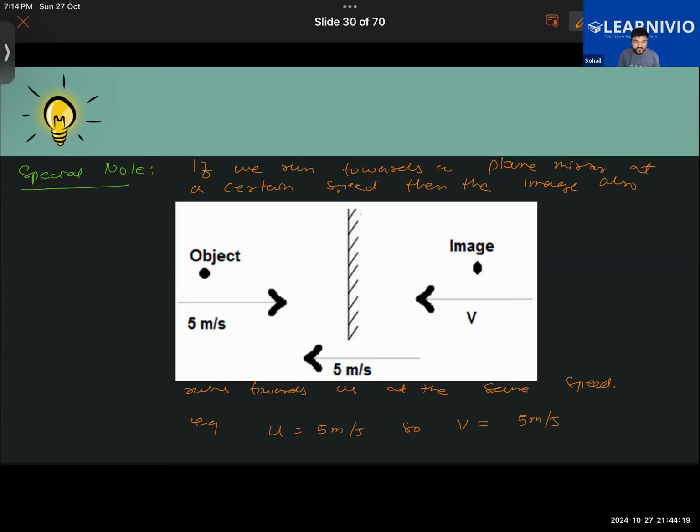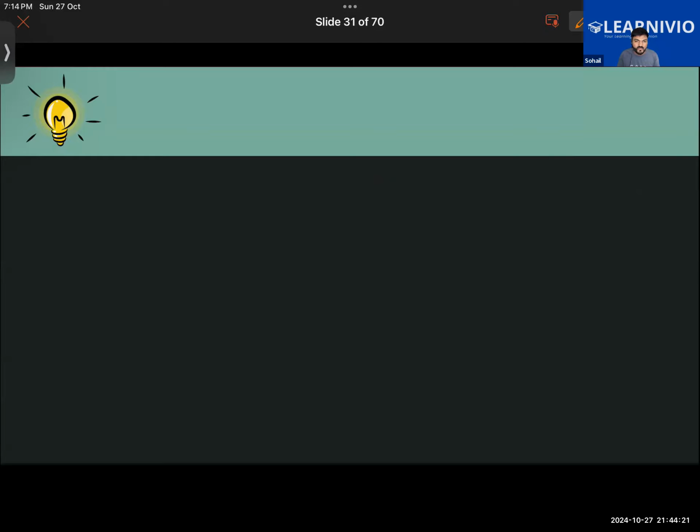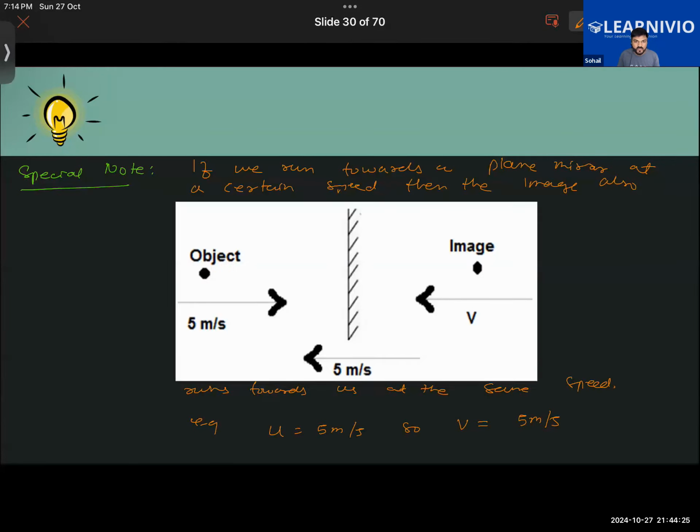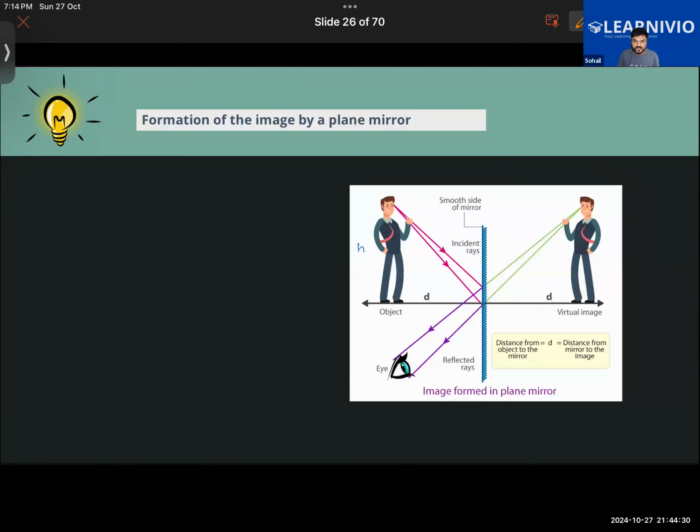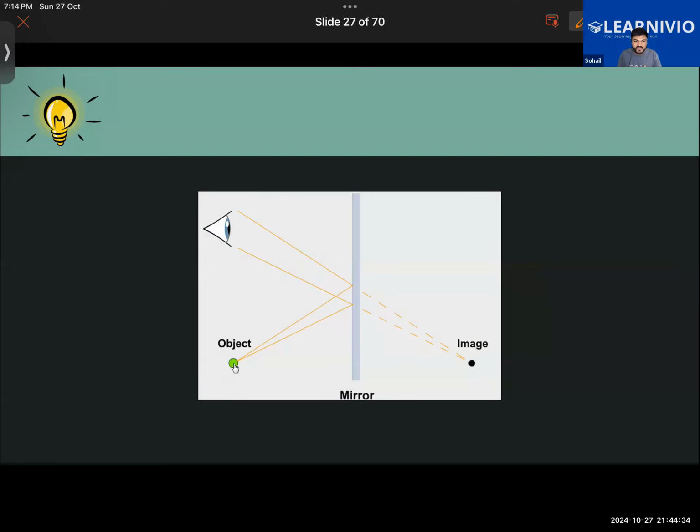Any questions from this? Yes. Can you go to the previous slide? Okay. By the way, I'm going to put the screenshot here. Also, you guys take a look at this animation. You can see the position of the object moving and the position of the image also moving like this. And the way the rays of light move is being demonstrated in this.